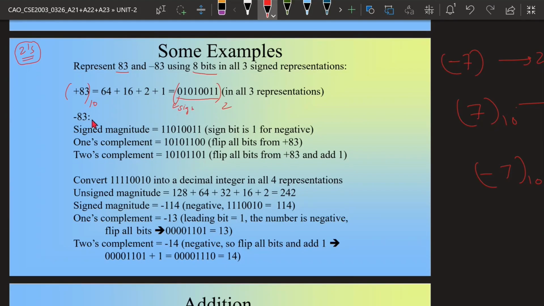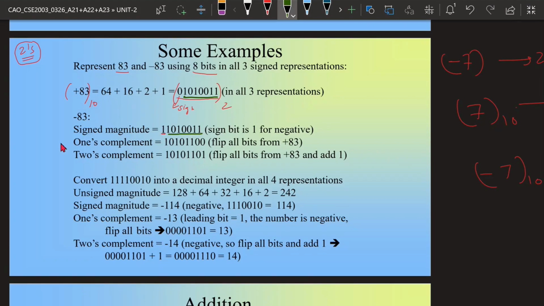So here it is minus 83. The first bit, instead of 0, should be 1. This is the sign, and all the remaining bits will be the same. So only the sign bit will be 1 for a negative number if we compare with unsigned numbers. So for plus 83 and minus 83 in sign magnitude representation, it will be 1 and then the same magnitude value.